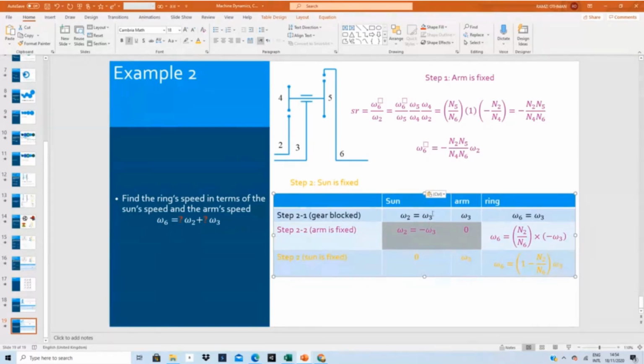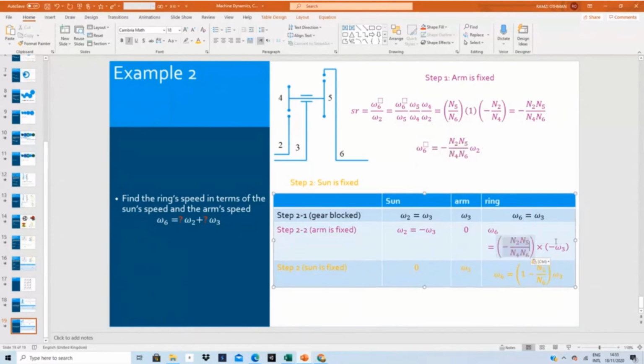So I will choose for the sun that it will go in the opposite direction as in the first step, which is minus omega 3, and I will fix the arm. So in this case, the arm is fixed, so I will just substitute to omega 2 minus omega 3, because omega 2 is equal to minus omega 3. So I can use omega 6 exactly as in this case: it is minus N2 N5 over N4 N6, times minus omega 3.